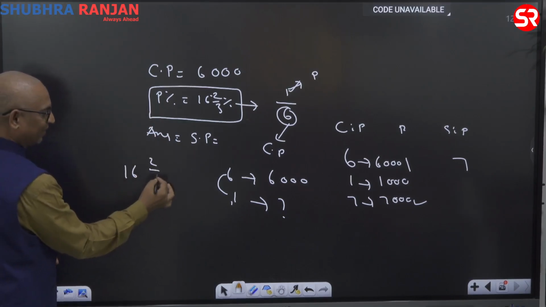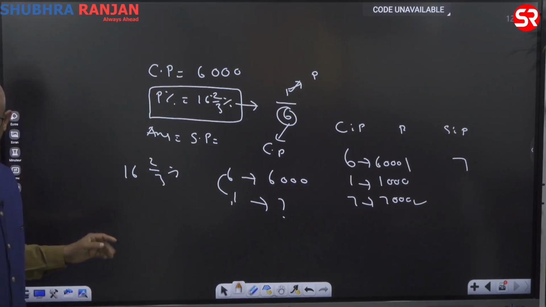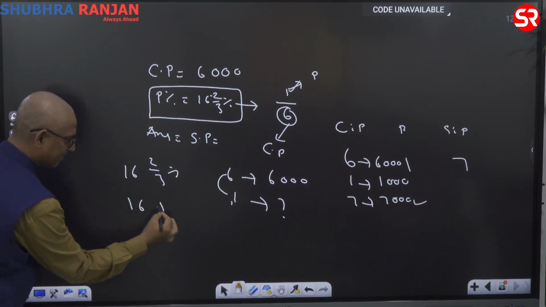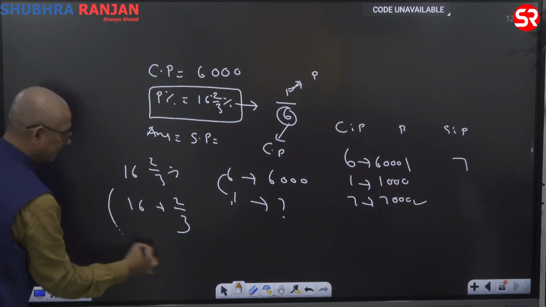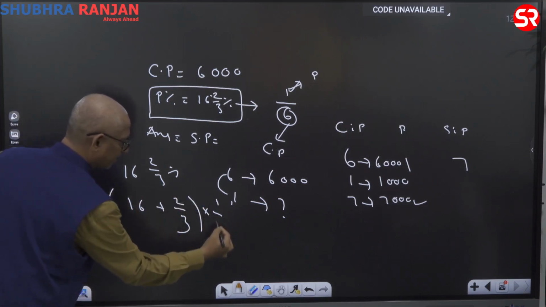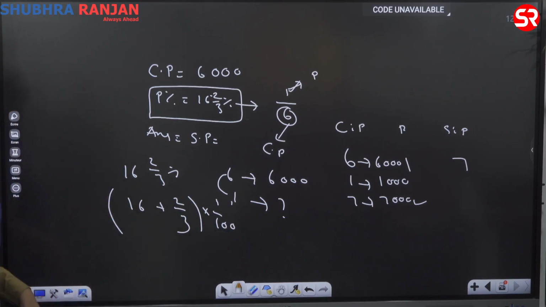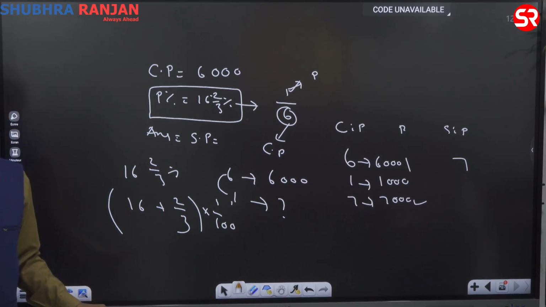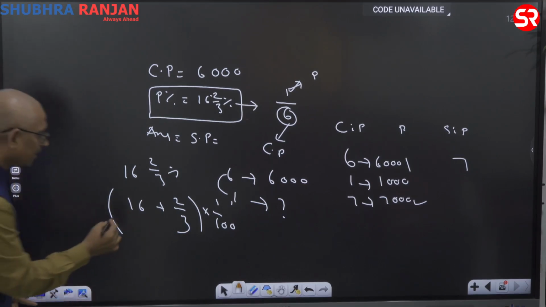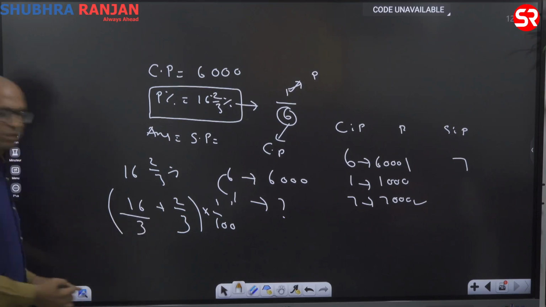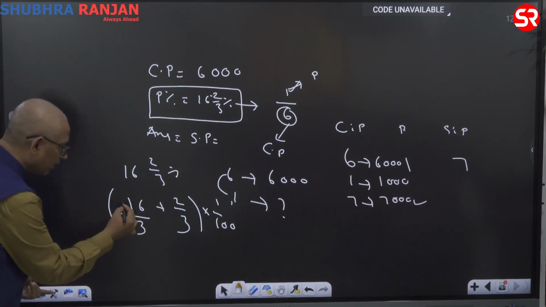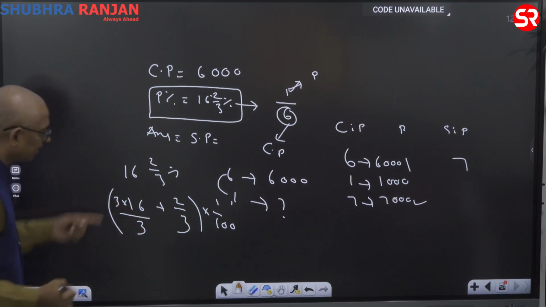16 2/3%. This is only for you. Remember carefully. 16 plus 2/3 percentage means 1/100. Are you comfortable? Just listen. Now what is here? 3. When fractions are there, then only we will add. So we will make the 16 also a fraction by 3. Unnecessarily you can't do anything in mathematics. To nullify this value, you have to multiply by 3 also, so that this gets cancelled and 16 will remain.